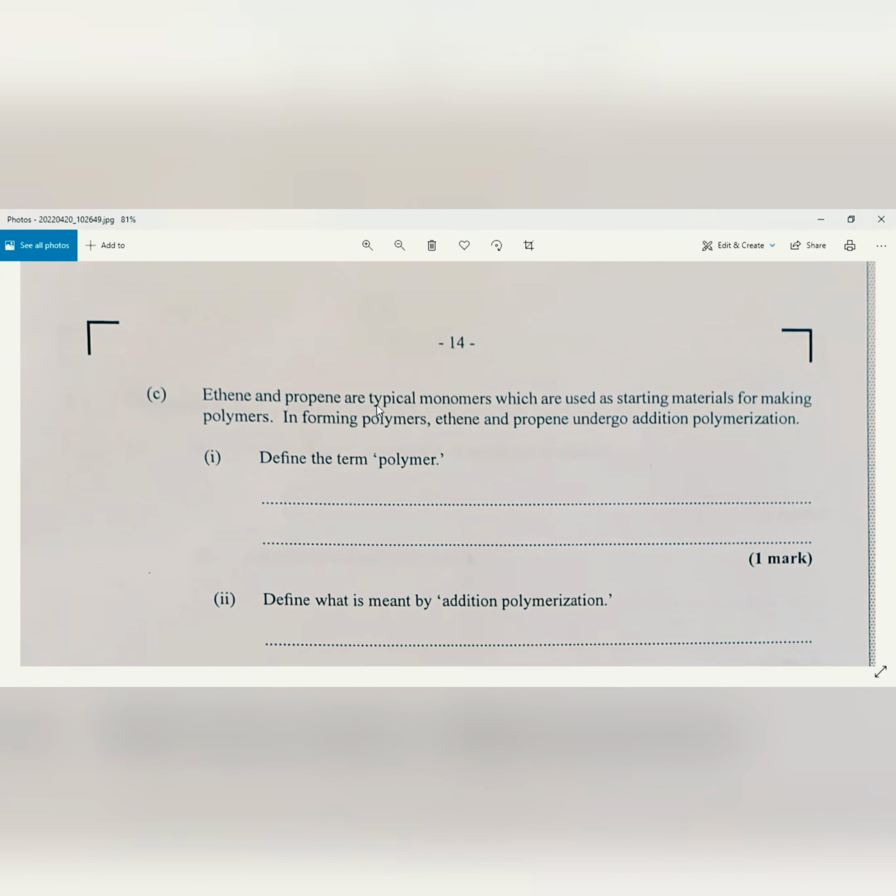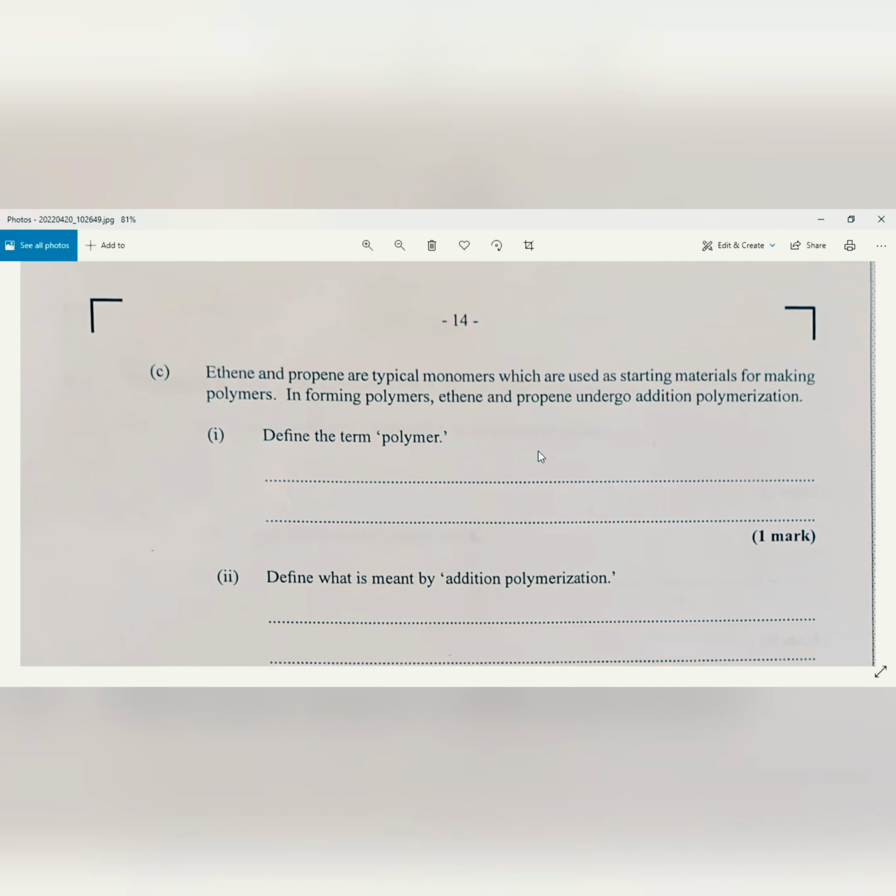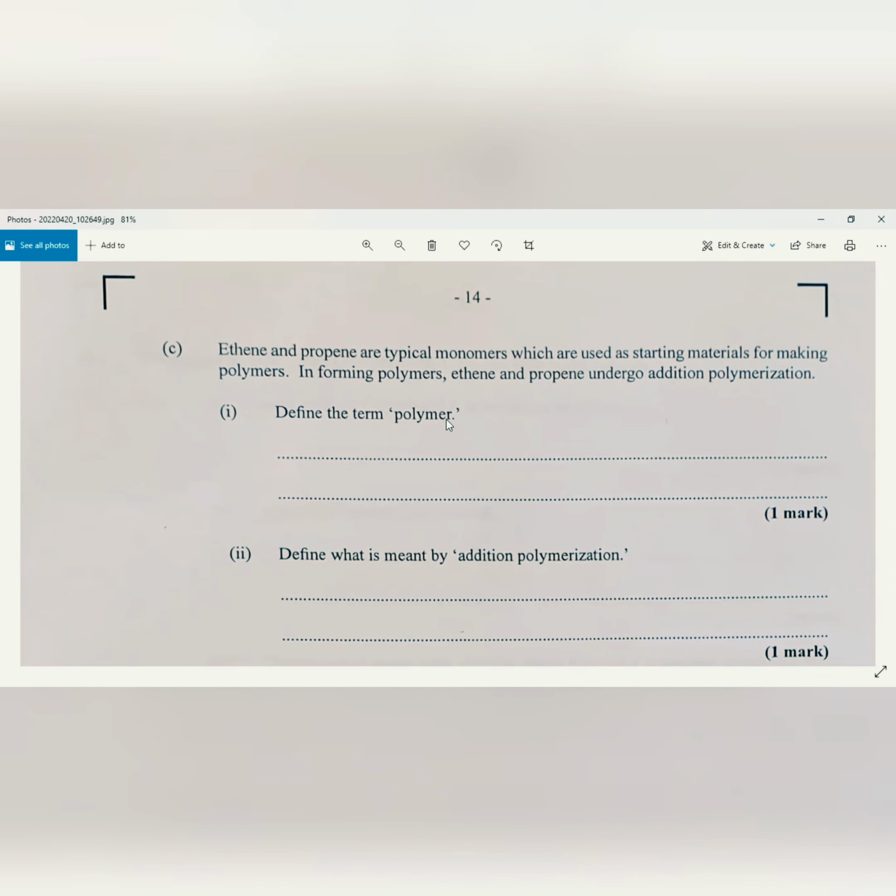It says here, ethene and propene are typical monomers, which are used as starting materials for the making of polymers. In forming polymers, ethene and propene undergo addition polymerization. Your task, define the term polymer. Now, I tend to do a very weird thing with this. What I say is that mer means unit. I don't know if that is actually in anything, but I just say mer means unit.